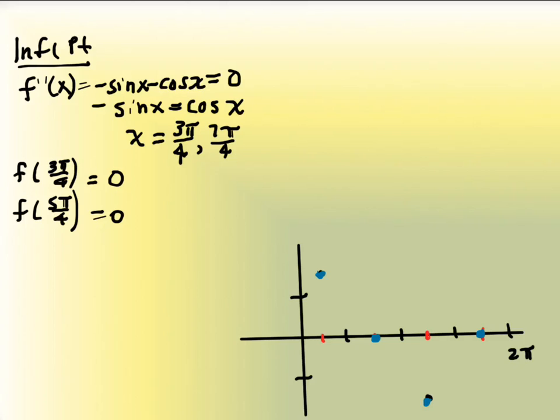The only last thing that we haven't done is to find the endpoints, and I think that would be a good idea to finish out the graph. So we can find f of 0 and f of 2 pi, and if we evaluate those into the function, we find out that each of them are equal to 1. And so we have points here at 1 and over here at 1.